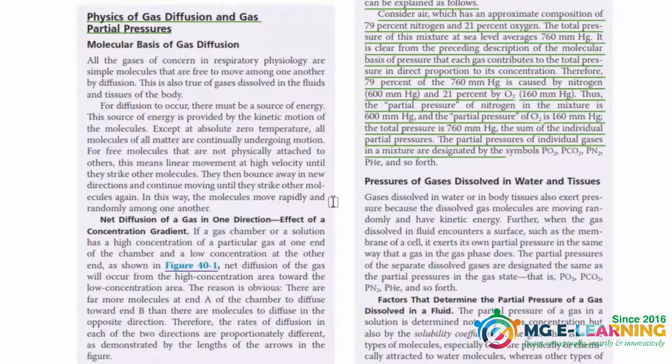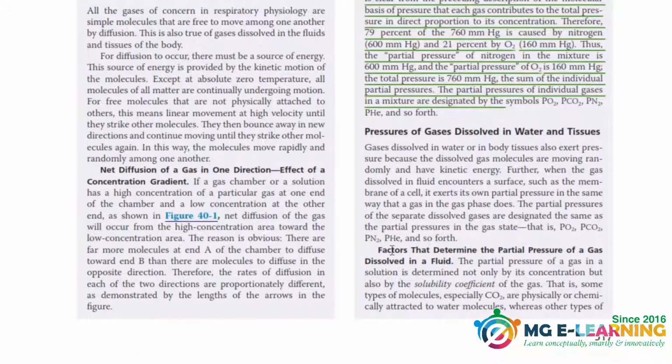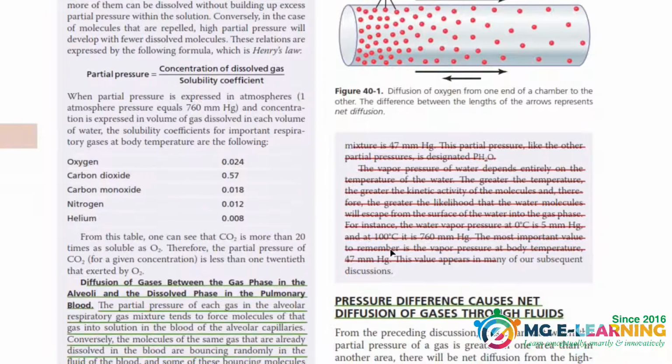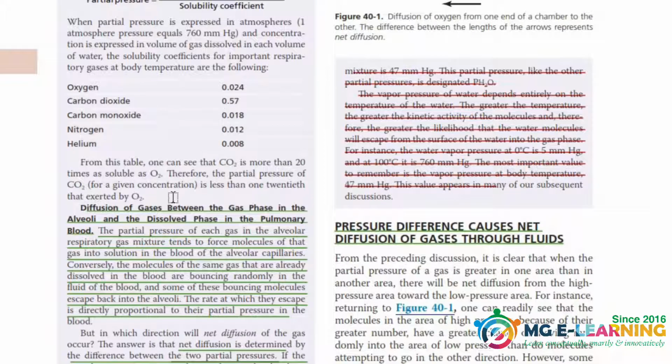Then is the pressures of the gases dissolved in the water and tissues. All of this concept is important for your concepts, so do give it a read. Then is the partial pressure of oxygen and all of this table. This is not very important. You can skip this part.